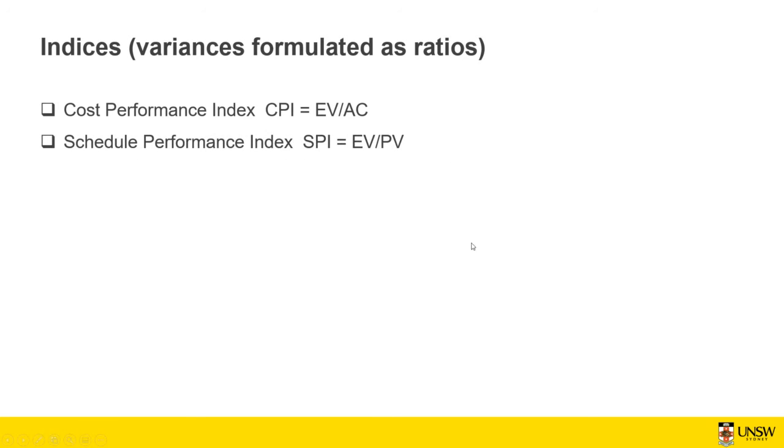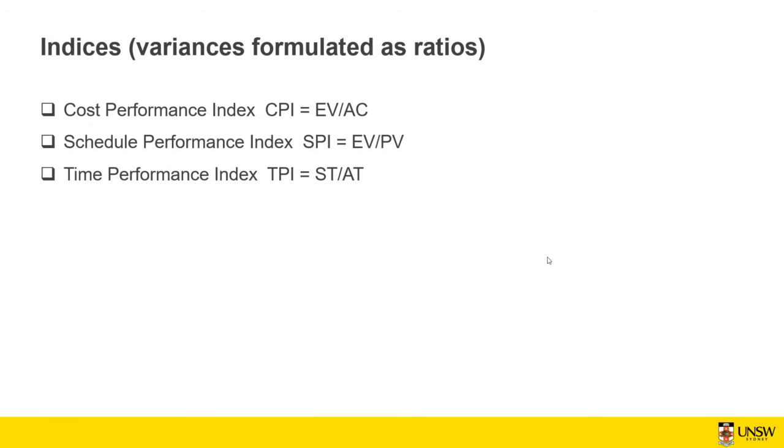You also have a schedule performance index, which is the earned value divided by the planned value. So planned value is based on your schedule that you put in the project plan and is your baseline. So if your earned value is higher than the planned value, it means that you're finishing the job sooner than you planned, so you're ahead of schedule. But if your earned value is lower than the planned value, which means the schedule performance index is going to be less than 1, then you are behind the schedule.